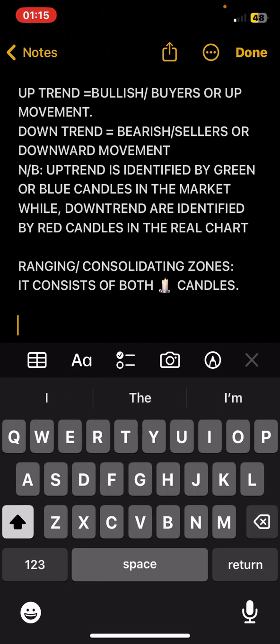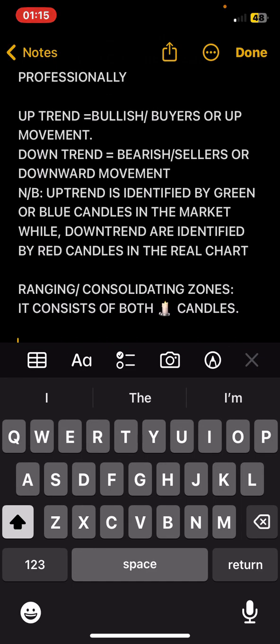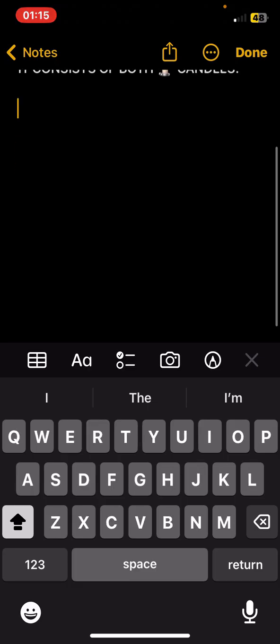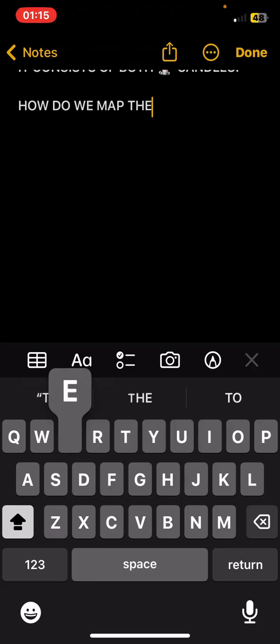So now, guys, let's get back to the topic. How do we map out these zones accurately, like a professional? How do we map these zones correctly?